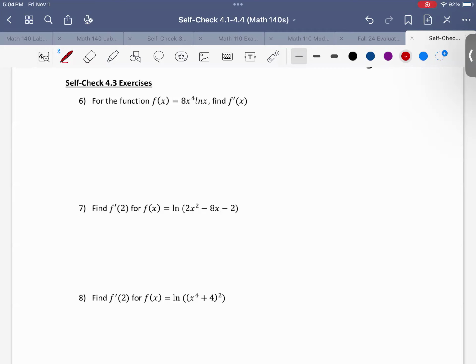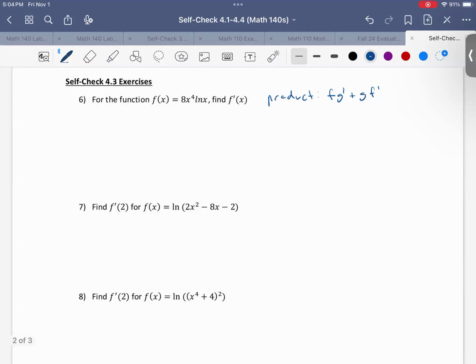So for number 6, the function f of x equals 8x to the fourth times ln of x. We want to find the derivative of that. Since we have two functions being multiplied by each other and we want to find that derivative, we're going to need to use the product rule. Recall that it is f g prime plus g f prime.